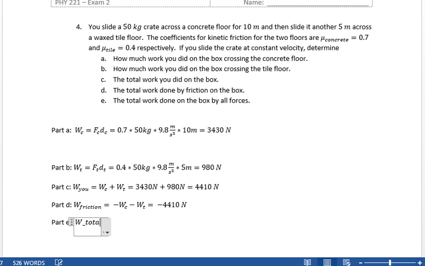The total work is the work you do plus the work of friction equals 0. Total work done on the box is 0 because friction kept us from increasing the energy of the box. All right, that's it for problem 4.